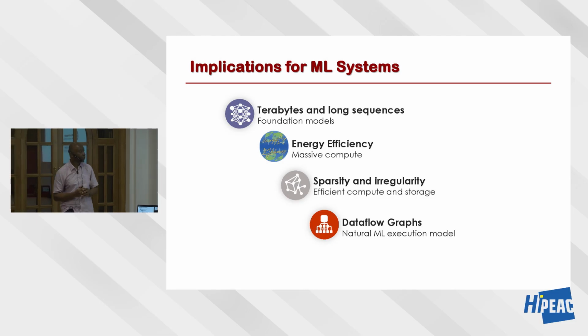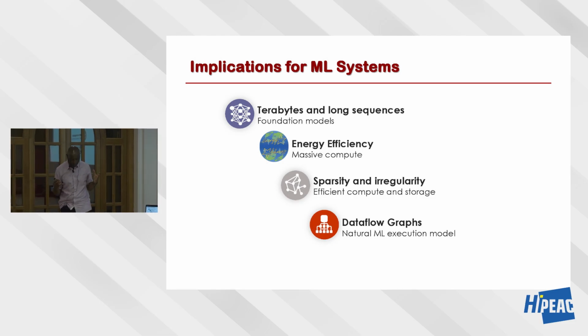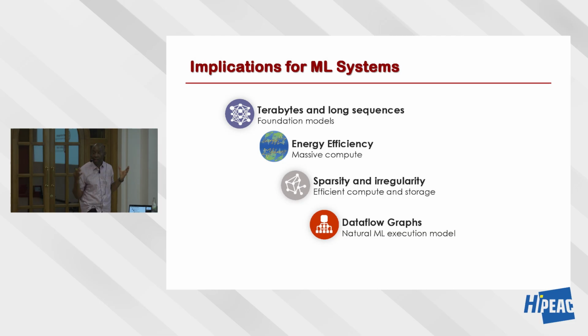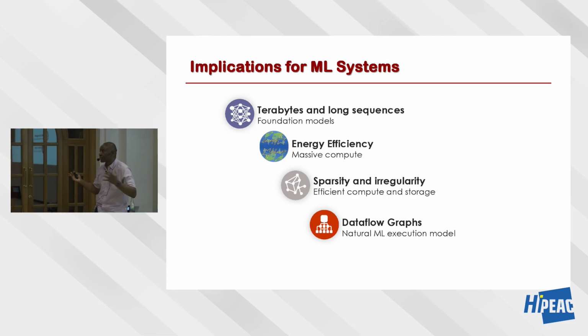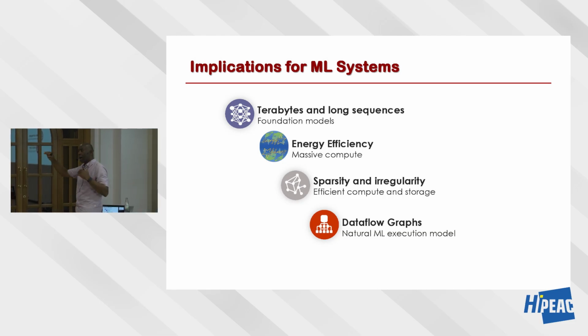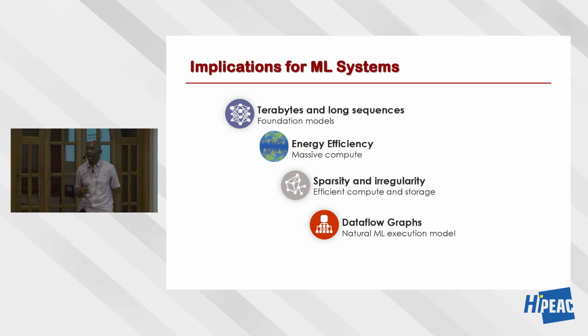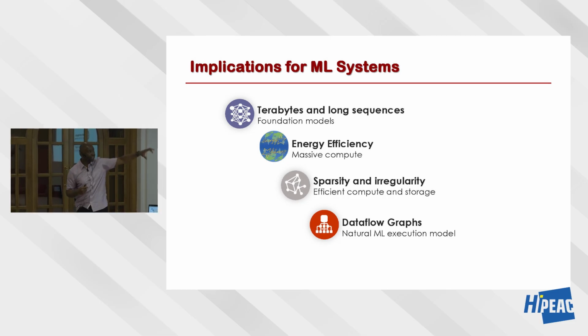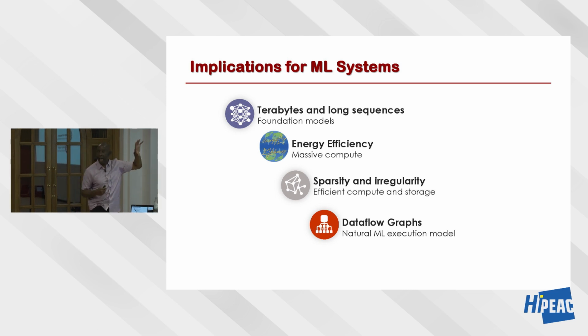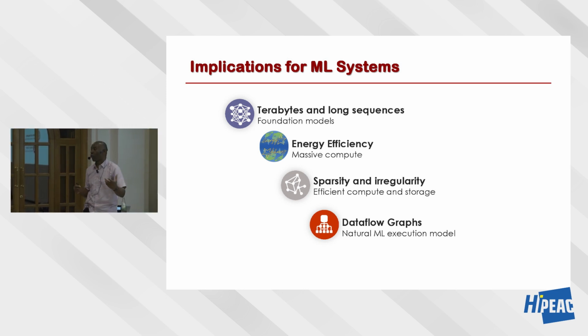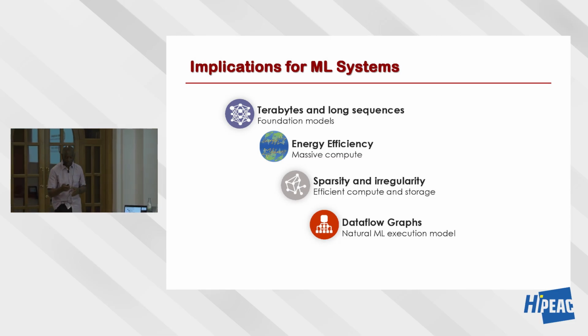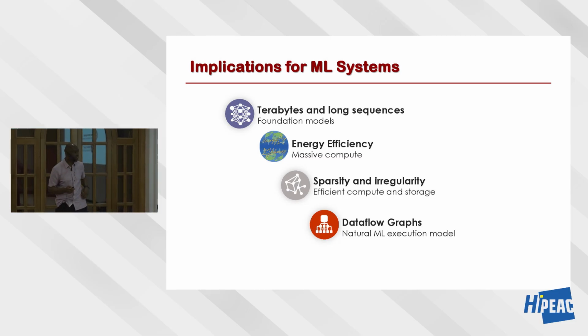All right, so we need energy efficient compute. We need to take advantage of irregularity and sparsity because that is the direction that the ML algorithms are moving, and we need architectures that can exploit that efficiently. And lastly, data flow graphs is a natural execution mode for ML algorithms, and so that is something that we should think about how to execute efficiently.